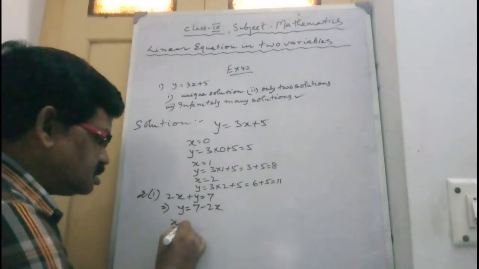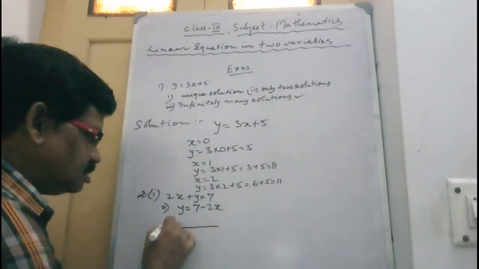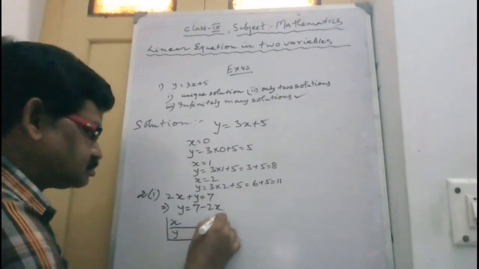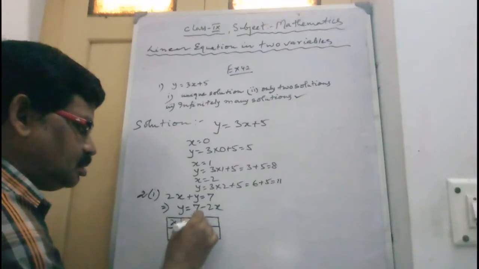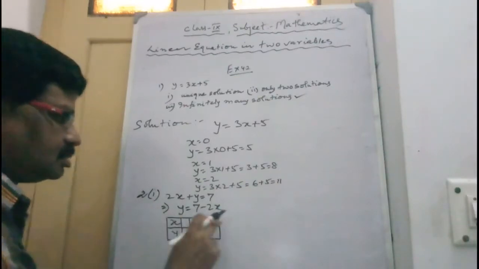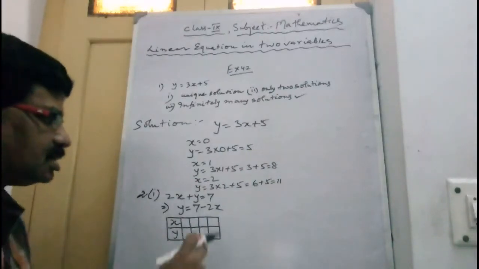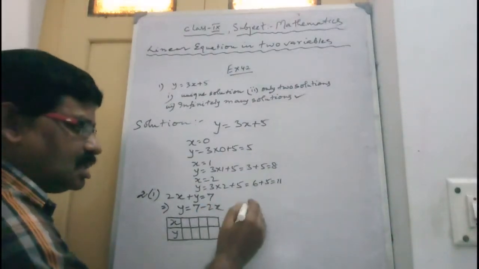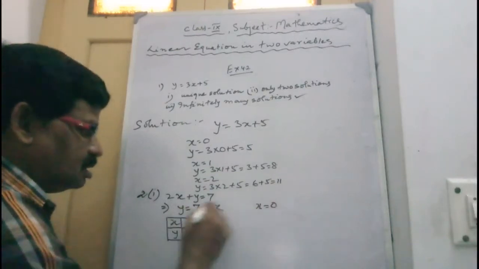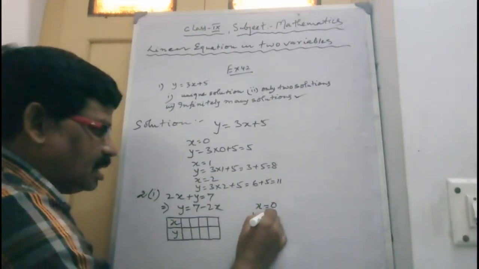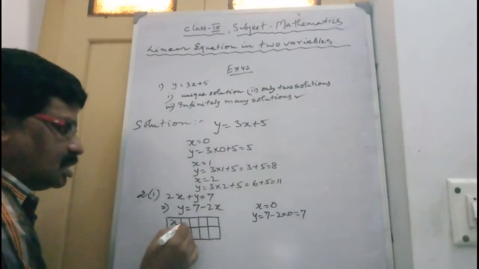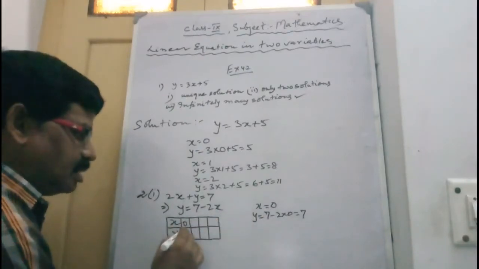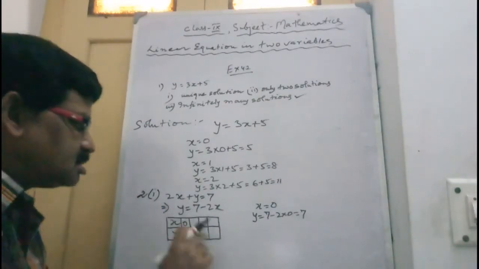So x and y, with values 1, 2, 3, 4. Now take the value of x. If you take x equal to 0, then see what will be the value of y. 7 minus 2 into 0, that is 7. So when you take x as 0, the value of y becomes 7. So one solution we got.